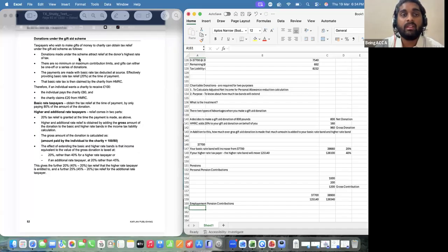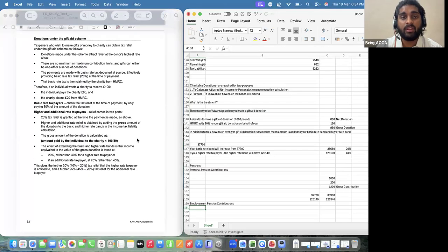Okay, donations made under the scheme attract relief at the donor's highest rate of tax. Minimum or maximum contribution limits: you can contribute as much as you want, and however much you donate, 20% will be added by HMRC, and along with that, your rate band will also extend by that amount. This is how you should calculate it.